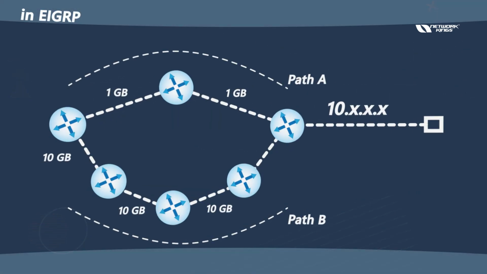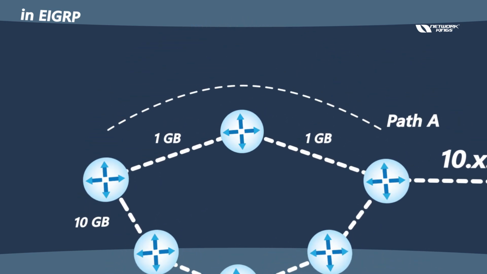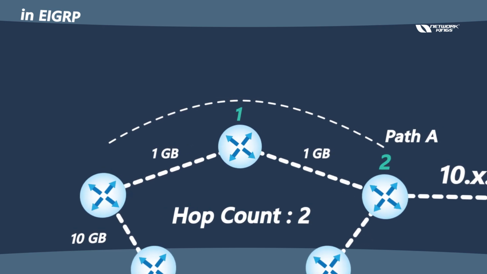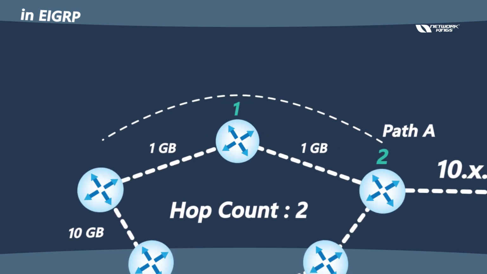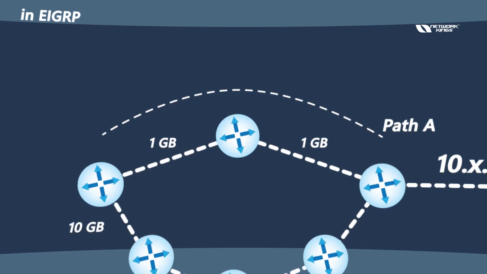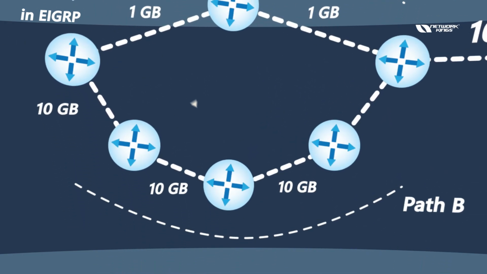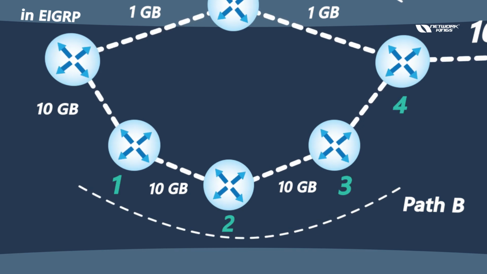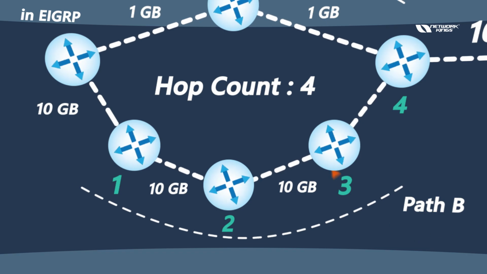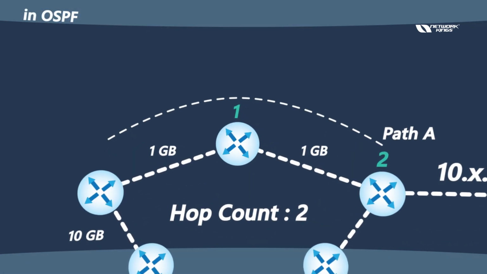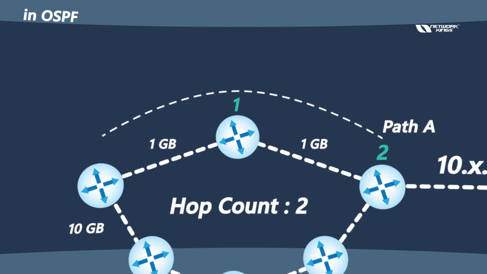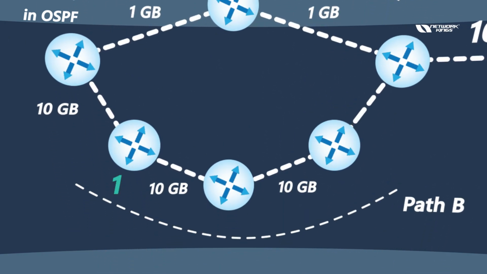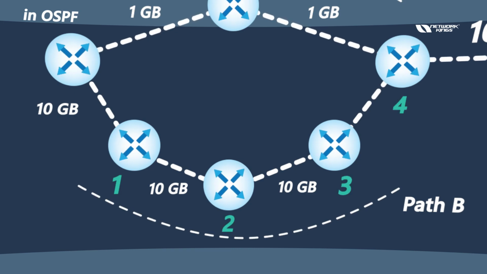So if you use EIGRP, tell me which path we will follow. If we configure EIGRP here instead of RIP, which path will be used? Path B will be used, because path B has 10 GB links and path A has only 1 GB links. And if you use OSPF also, which path will be considered? When you use EIGRP or OSPF, path B will be the best path, and A is not the best path.